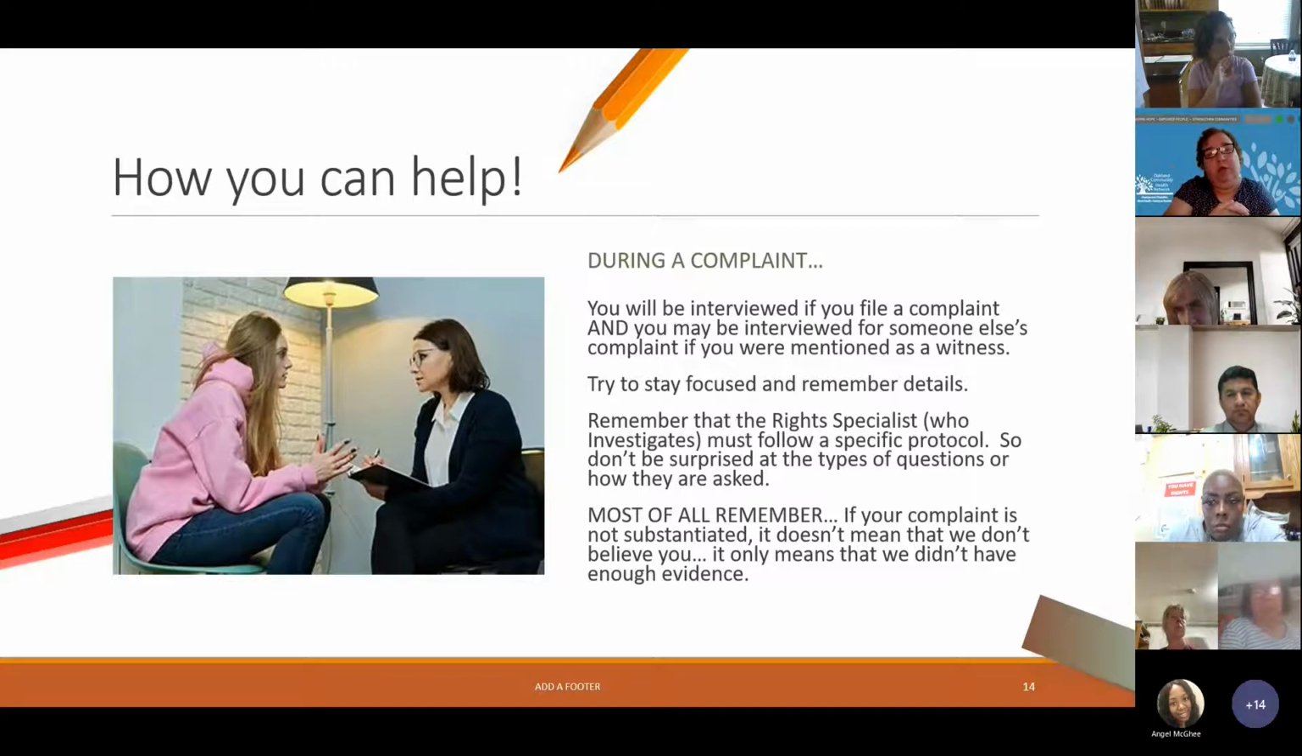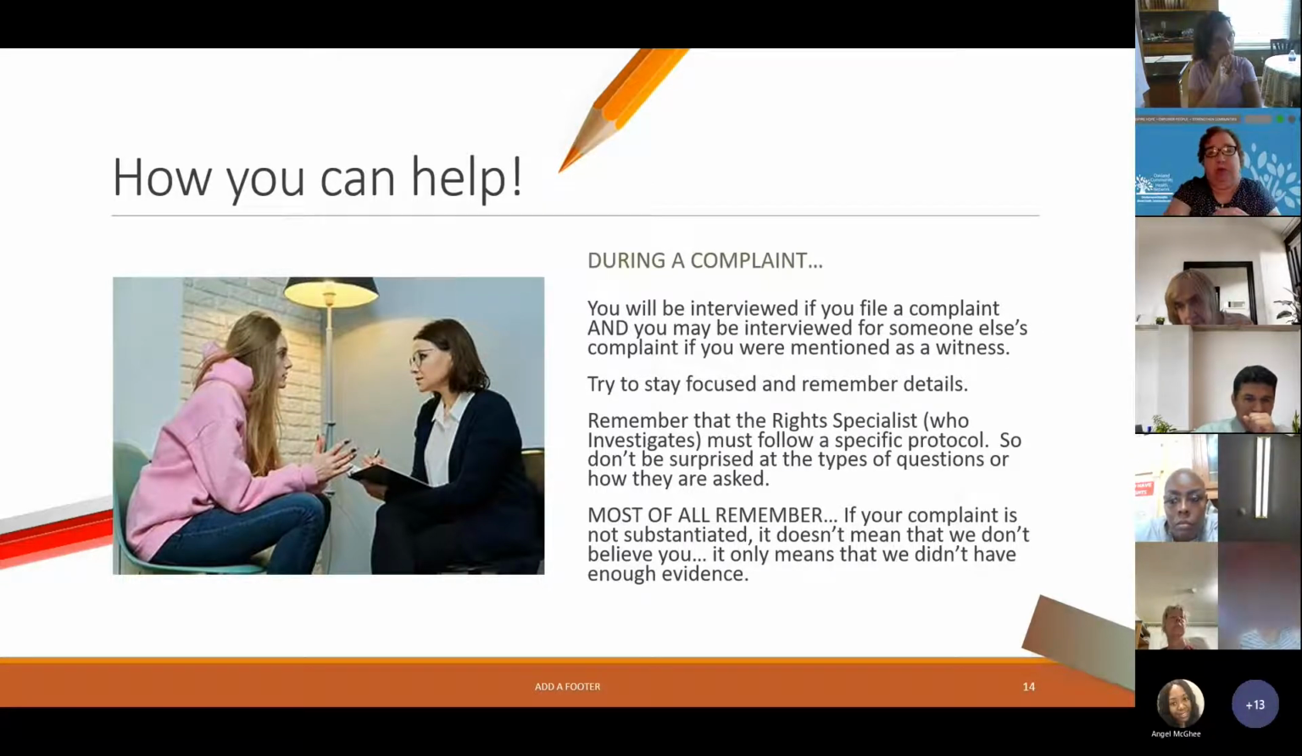So anything that you can do to provide details that would help establish that preponderance is helpful, but it has to be factual, right? Because the rights office does not go in with predetermined ideas on how this is going to work itself out. We look at evidence. But just again, remember, just because it was not substantiated doesn't mean we didn't believe you. It just means that we didn't have enough evidence.